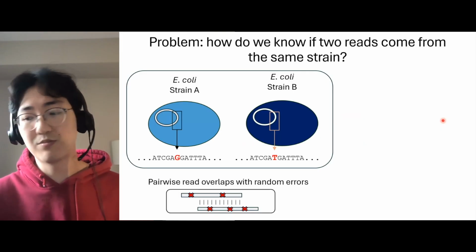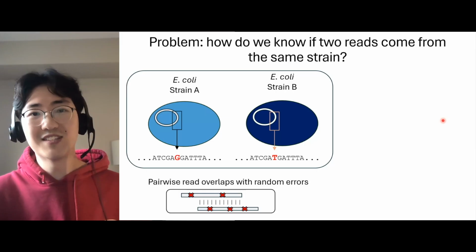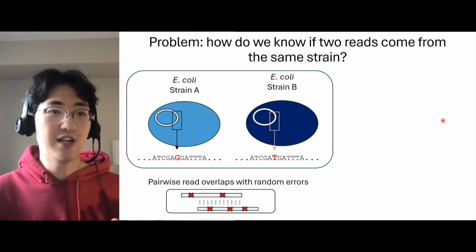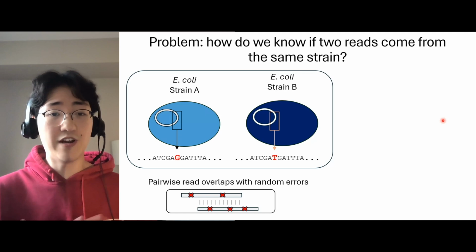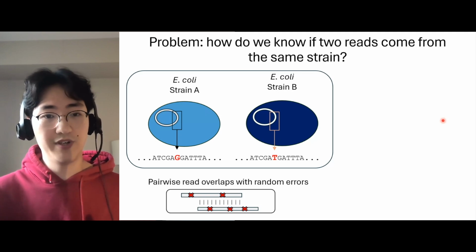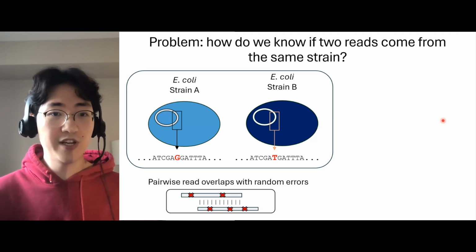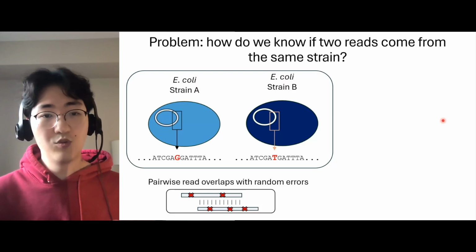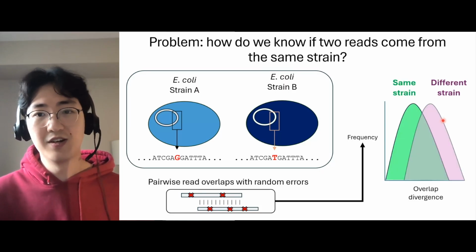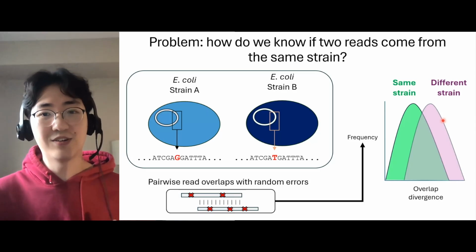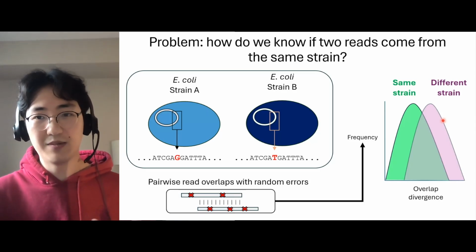But the principal problem is, how do we know if two reads come from the same strain? Imagine I have two E. coli strains hanging out in my microbiome, and they're very similar, and I just get two sequencing reads. Do they come from the same strain, or do they come from similar strains? Well, because even with modern nanopore reads, there's still some sequencing error, it can be hard to disentangle: do these reads come from the same strain or a different strain, right?